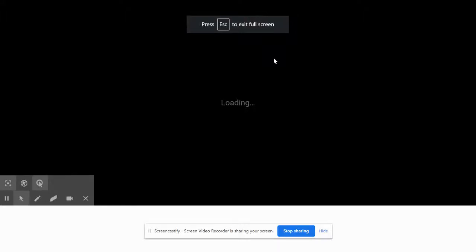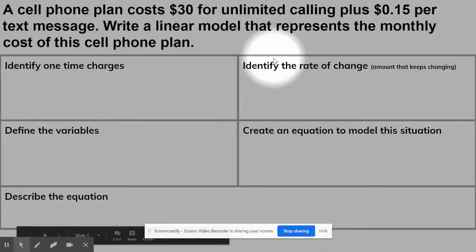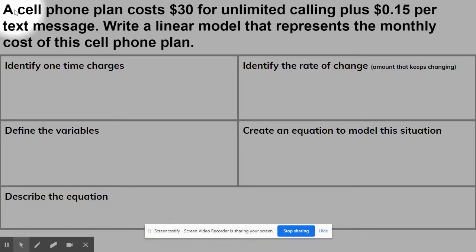Hey guys, I would like to go over the problem together just to make sure that we unpack important information and we also can clearly see how to create a little linear model. What are the different parts?